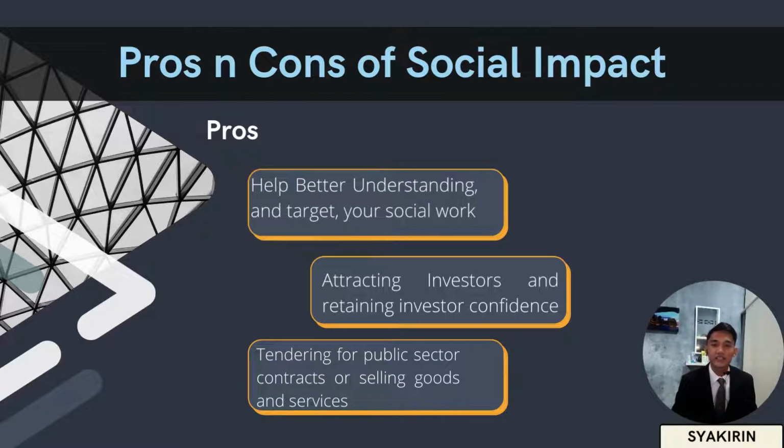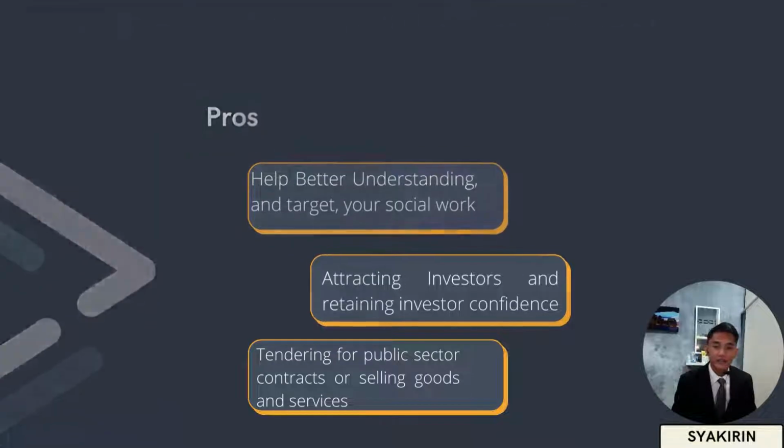Next, attracting and retaining investor confidence. If social investment is to become as important as financial return, the measurement of social impact must be comparably easy to understand and communicate. Then, when tendering for public sector contracts or selling goods and services, social enterprises must be able to advertise their business in a way that is quickly and easily intelligible to public service commissioners and consumers alike.